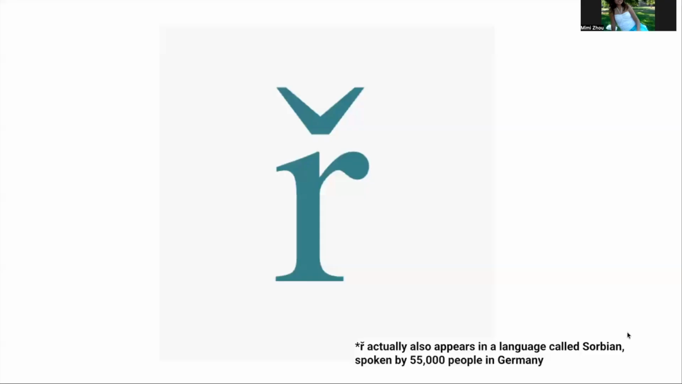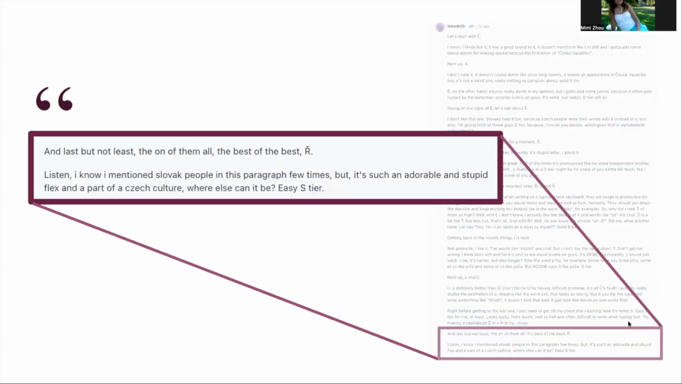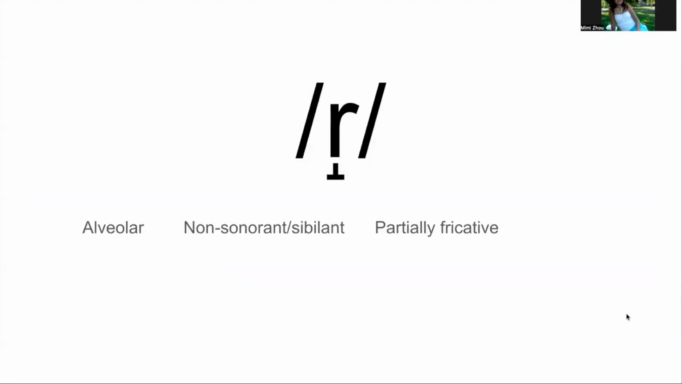Sorry, it seems like I've forgotten about one consonant. The most unique sound in the Czech language and a source of national pride and worldwide infamy, it's the R with a caron. Here's user Zhou's testimony about this sound. It's the one of them all, the best of the best, an easy S tier. This S tier sound is an alveolar, non-sonorant fricative trill. During articulation, the tongue is raised. This complicated sound is often the last one that Czech children learn and is extremely hard for L2 learners to master. Here are a few recordings of the sound in action.